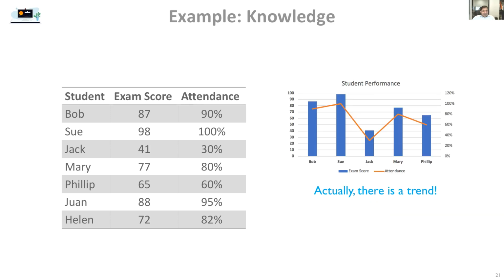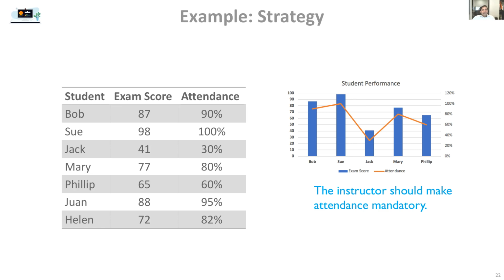We visualize the data and we explore a trend, and we now can easily explain the trend. Higher attendance rate leads to higher scores, and vice versa. We then make a decision. For example, we make class attendance mandatory. This is our planning and strategy. It may or may not work.